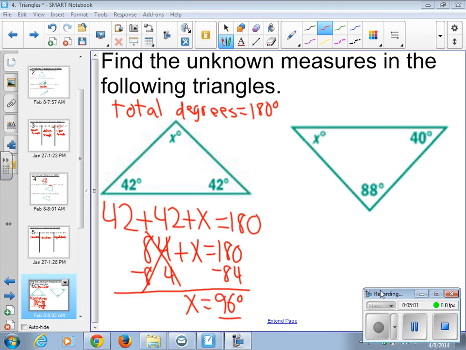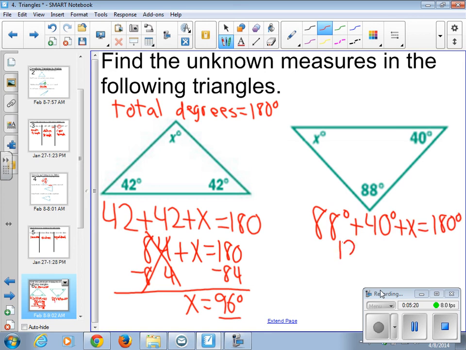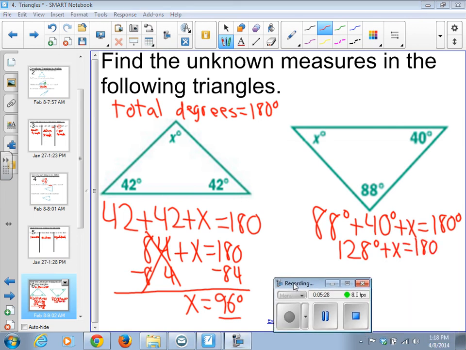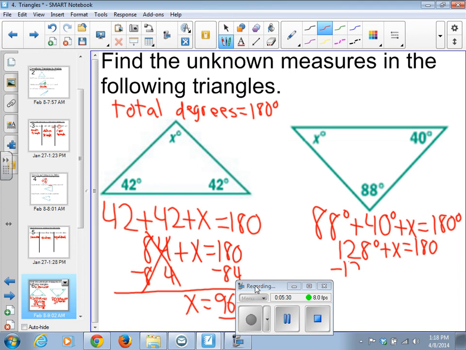Next, and again, you guys can do this on your own if you want. Pause the video. I'm going to keep going. We have three angles. One of them is 88 degrees. One of them is 40 degrees. One of them is unknown. We add them up. We have a total of 180 degrees because, again, all triangles equal 180. Combine our like terms. 128 plus x equals 180. One step, subtract 128 from both sides.